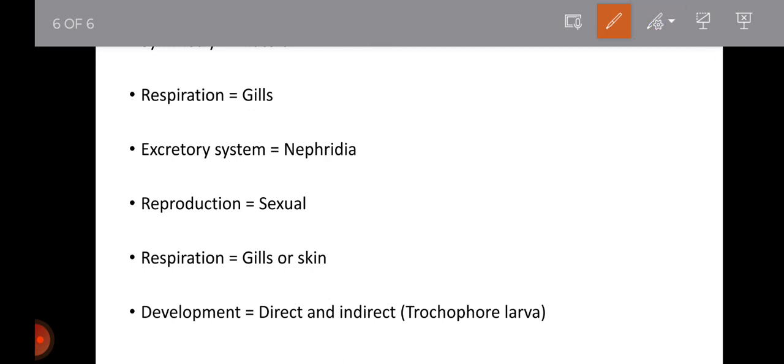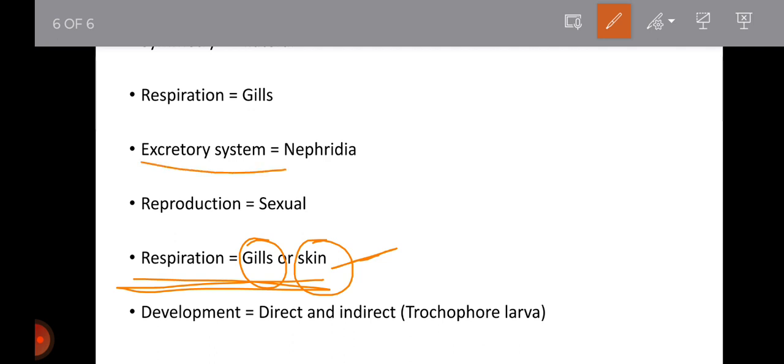Now respiration. Respiration may be via gills or by the skin. So we have two types of respiration here: cutaneous respiration, that means respiration via skin, and respiration through gills. Now the excretory system: excretion is via nephridia. Now reproduction. Reproduction is by the sexual method.